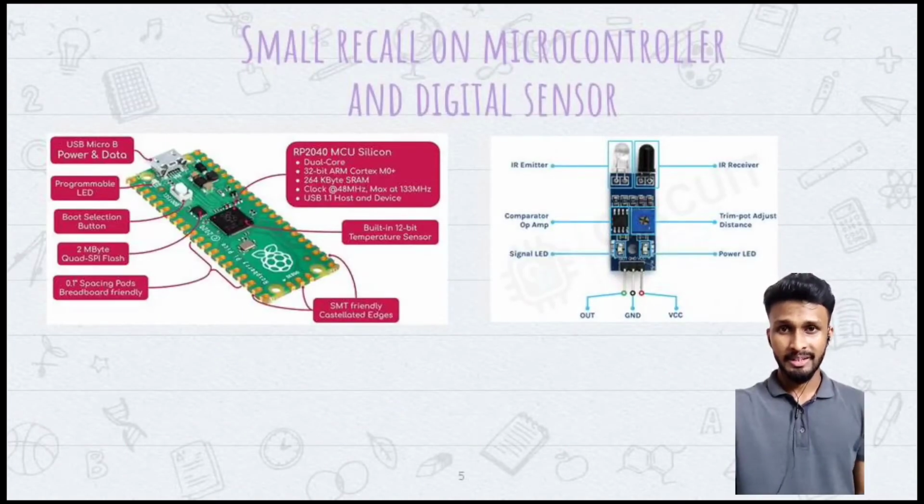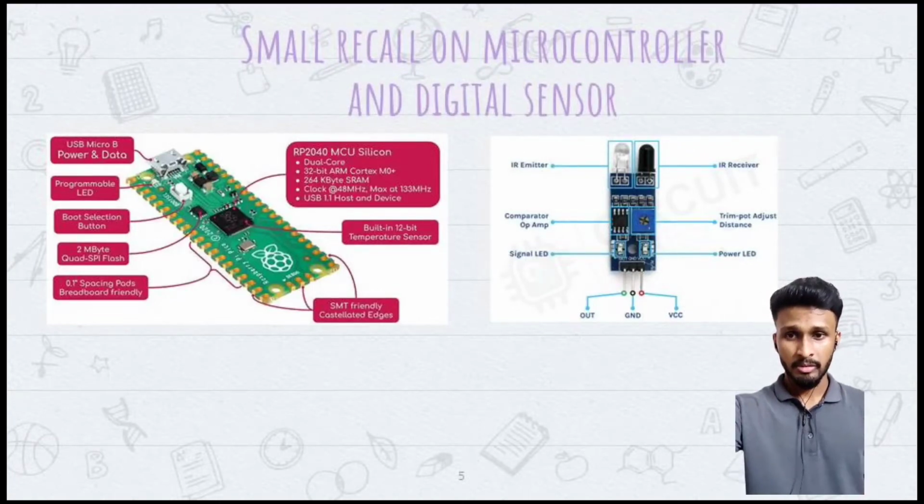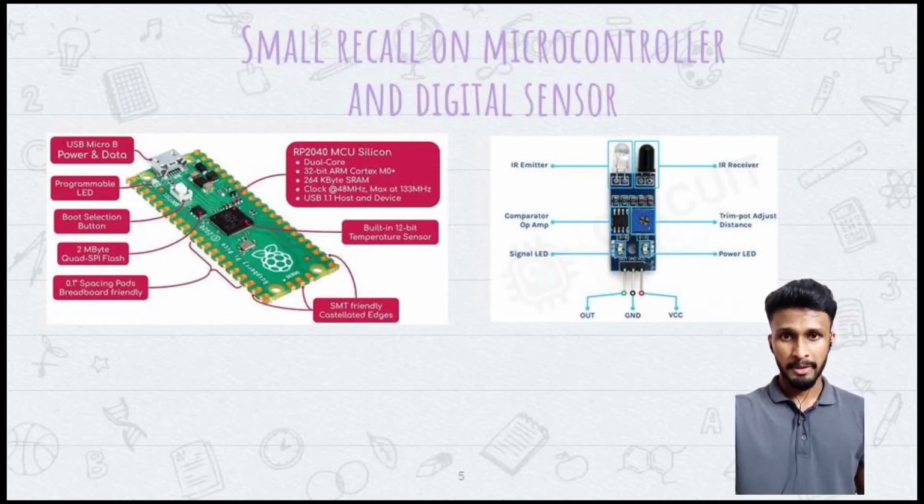Before explaining about the sliding gate, let us know a bit about the microcontroller and digital sensor I have used. As for the microcontroller, I have used the Raspberry Pi Pico. It is a very low cost, high performance microcontroller board with flexible digital interfaces. Then the digital sensor I have used is the IR sensor. It emits its own infrared beam and it detects the infrared that is reflected back to it from the obstacle.